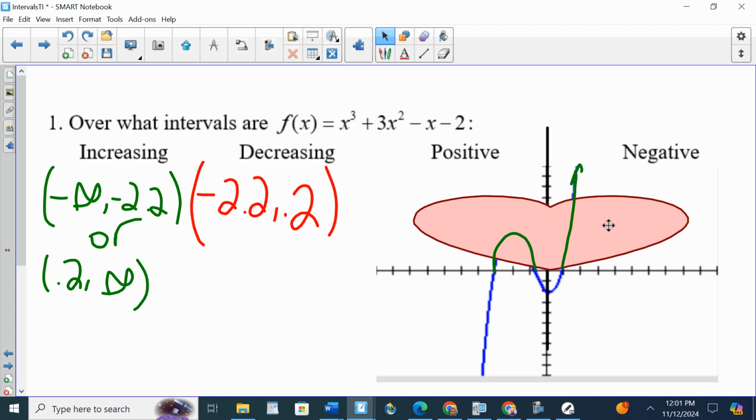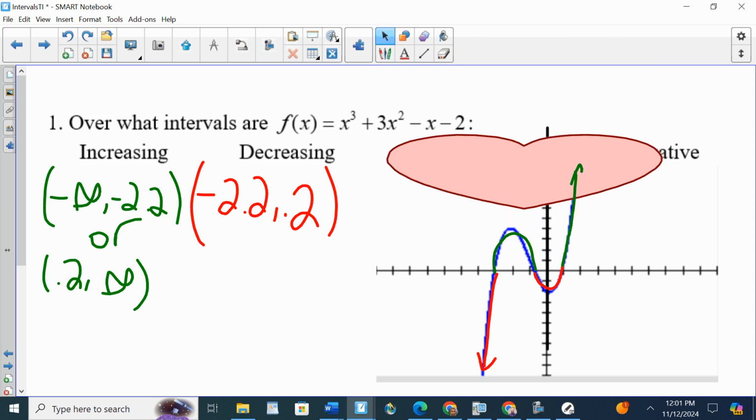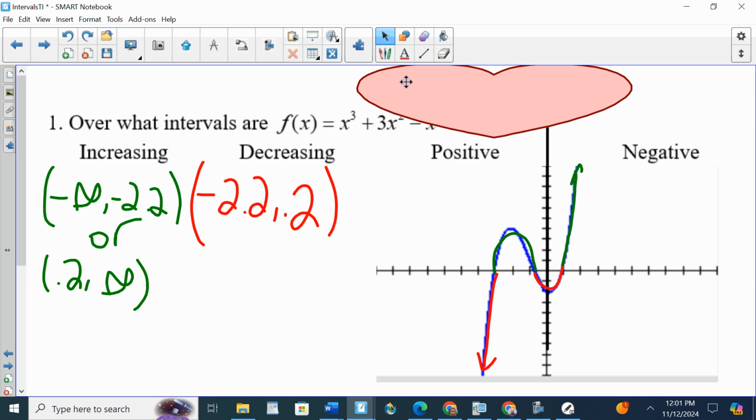everything below the x-axis is negative. So this little loop and this little loop. The point at which it stops going from positive to negative isn't the max and mins, but it's the zeros. This is where it stops becoming negative. This is where it stops being positive. This is where it stops being negative. So I need to find the zeros.